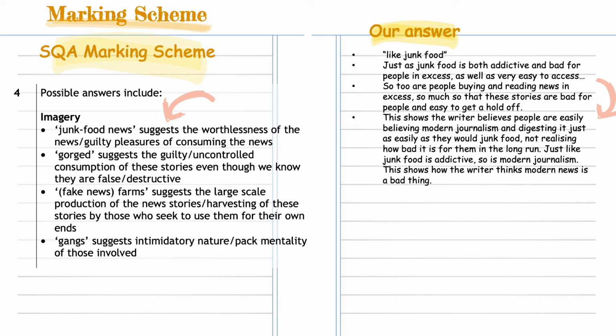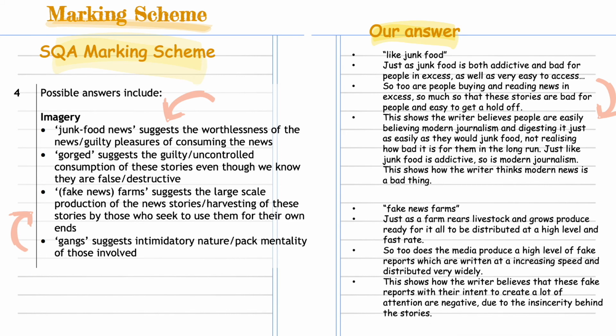If you look at the third bullet point, it says fake news farms. We've identified that in ours by quoting, so we would get a mark. It says here that it suggests a large-scale production of news stories. We've talked about that and how it can be distributed very widely, so we would get our second mark. In total, we get a mark for each identification, we get a mark for each analysis and linking back, so we received 4 out of 4 marks. Well done if you also got 4 out of 4 marks and you tried it yourself.